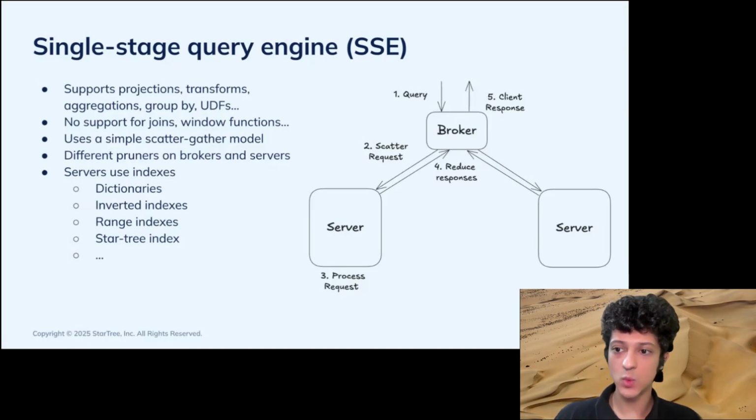So that's going to reduce the number of servers that the broker scatters the request to. And on the server side, we again use more pruners to reduce the number of segments being processed, to reduce the amount of I/O and compute done, via more segment level metadata like column value information, column statistics, Bloom filters, and other techniques.